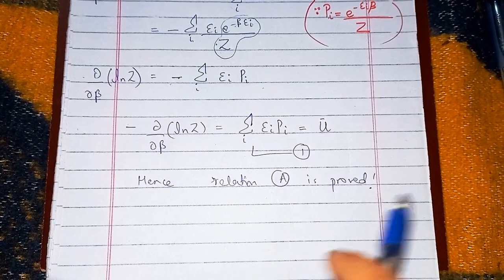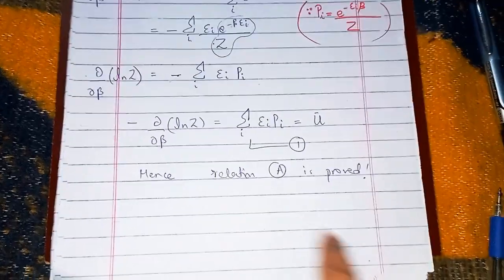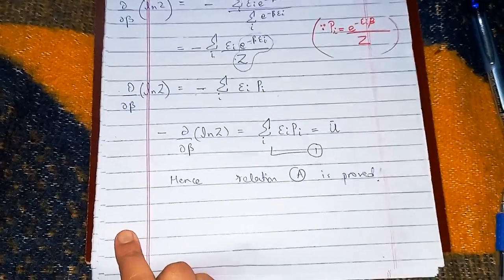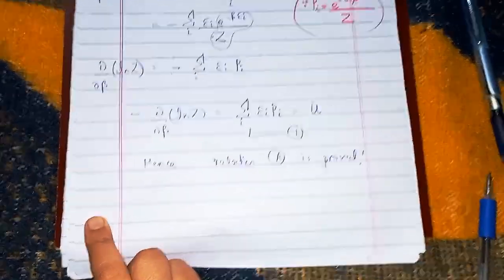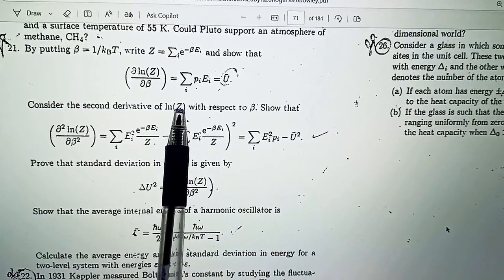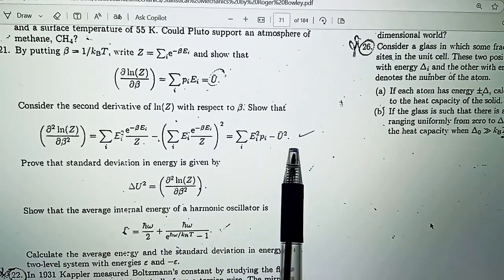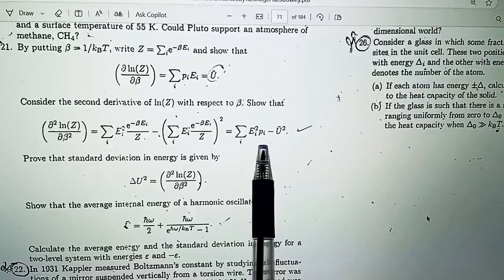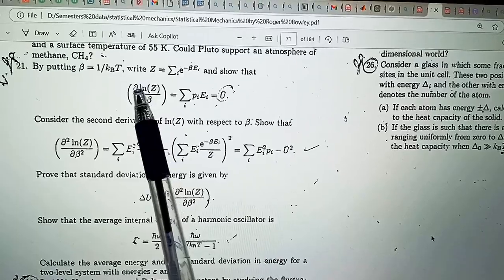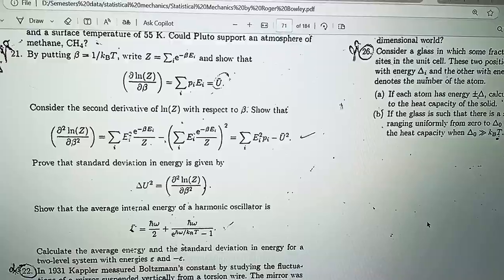Here we can see the first relation is proved, and now let's prove the second relation, which was the second derivative of this term, another derivative of this term with respect to beta, and proving it to be equal to something else. Let's recall the second relation. Consider the second derivative of natural log of z with respect to beta and show that this is equal to this whole term. As we have already calculated partial by partial beta of natural log of z, we'll apply another partial by partial beta on this term to calculate this. So let's do that.